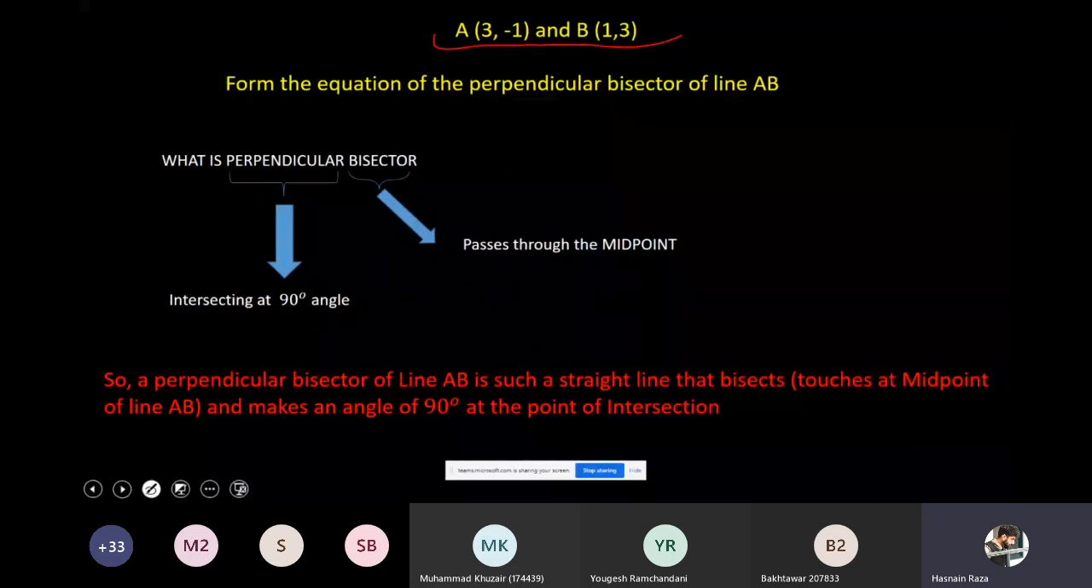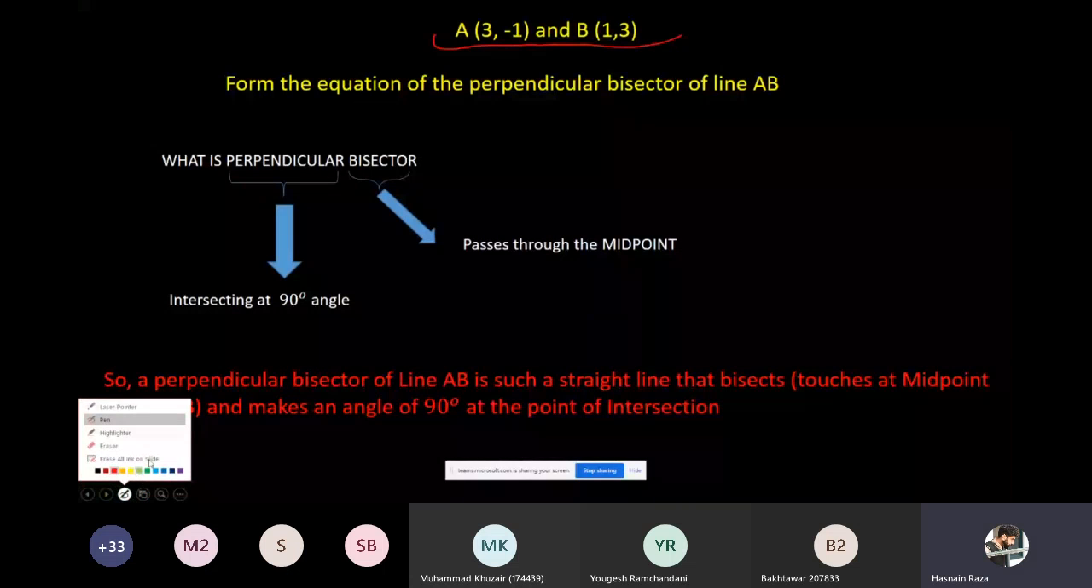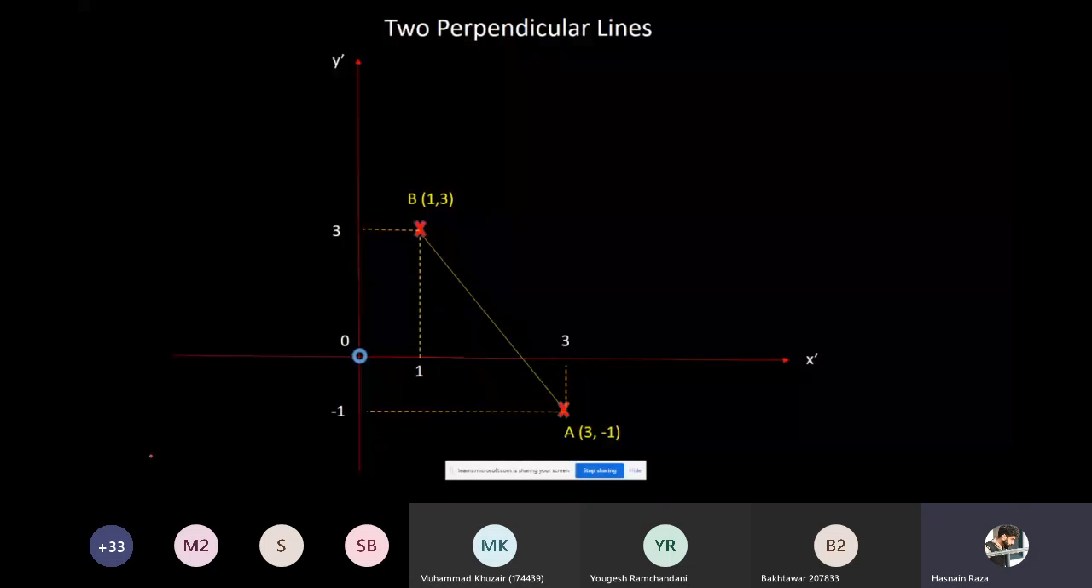ओके, ये है ना पॉइंट्स ए एंड बी, इसको मैं ग्राफ के ऊपर बना के दिखाता हूँ तो हमें ज्यादा चीज समझ आ जाएगी। लुक, दिस इज पॉइंट ए 3, -1 and this is point B 1, 3. Fine. This is a straight line AB.